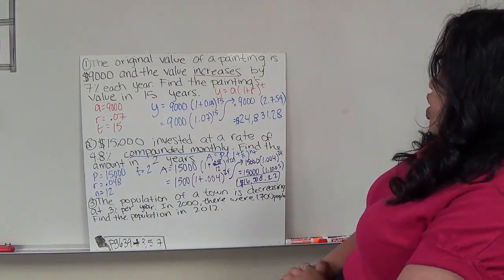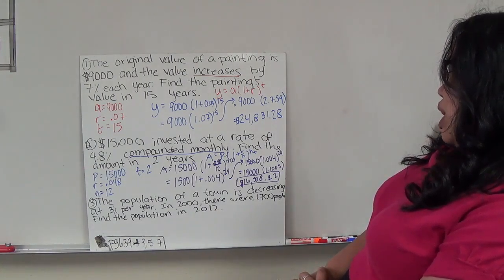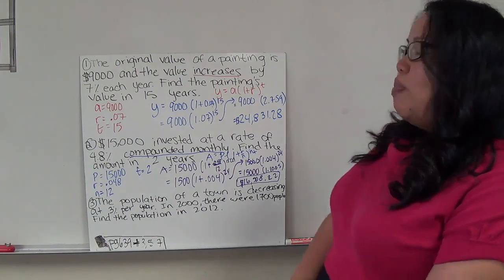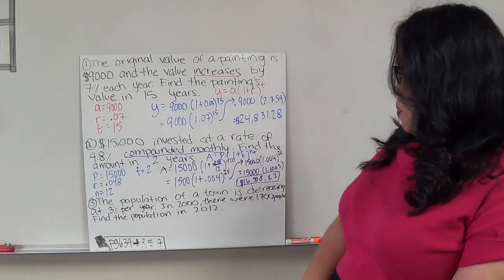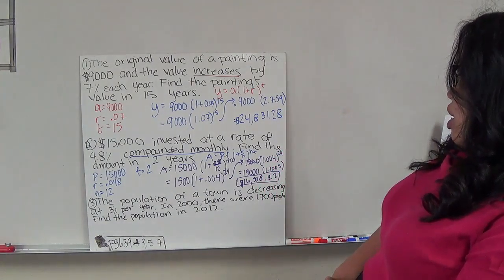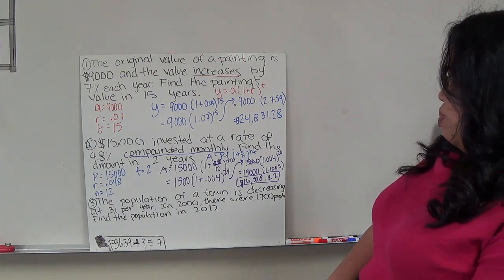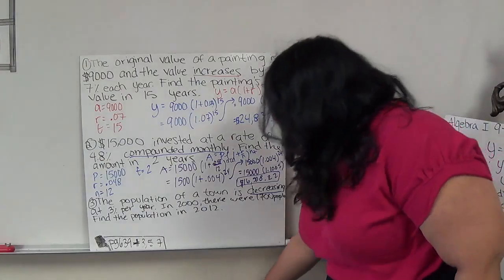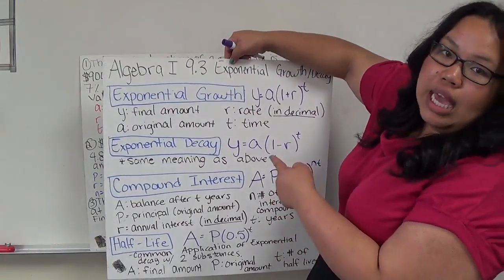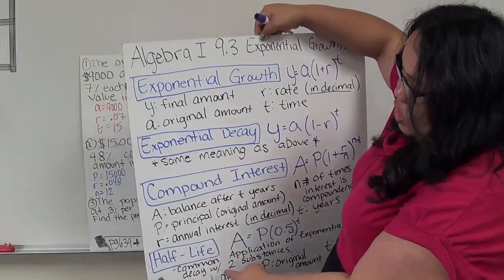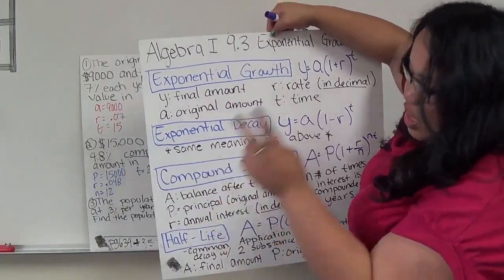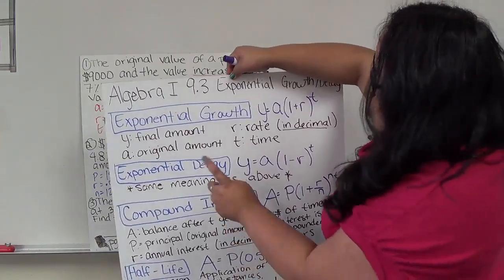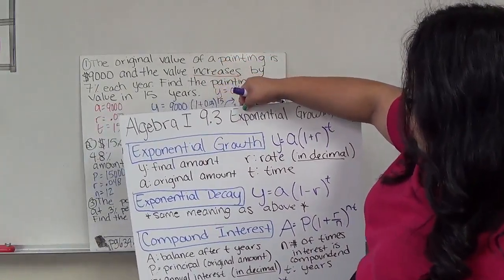Number 3, the population of a town is decreasing at 3% per year. In 2000, there were 1,700 people. Find the population in 2012. All right, so in this case, the population of a town is decreasing at 3% per year. So decreasing is our key word right here. So we're going to be using exponential decay, okay? The difference between exponential decay and half-life, we're dealing with two different comparisons, two substance comparisons.